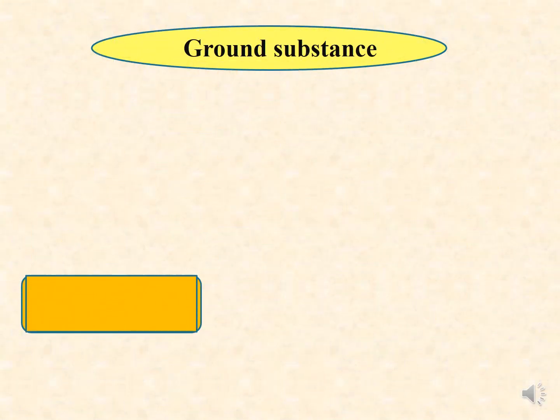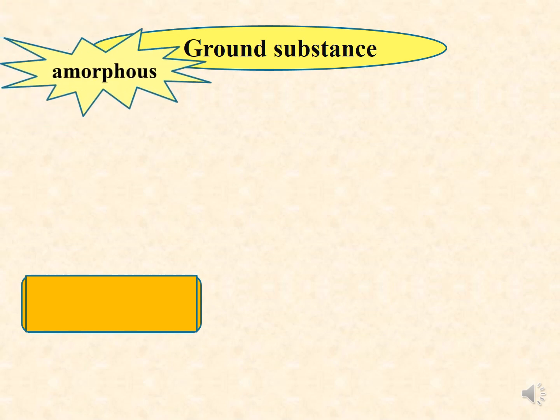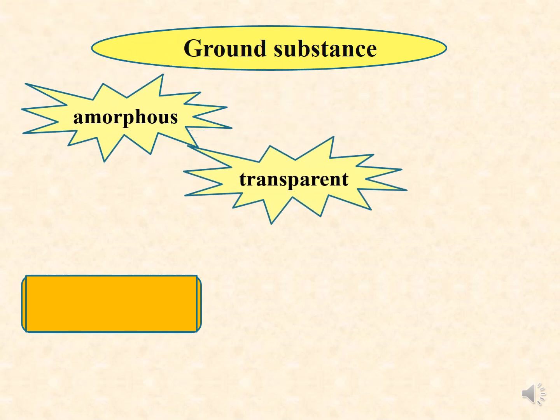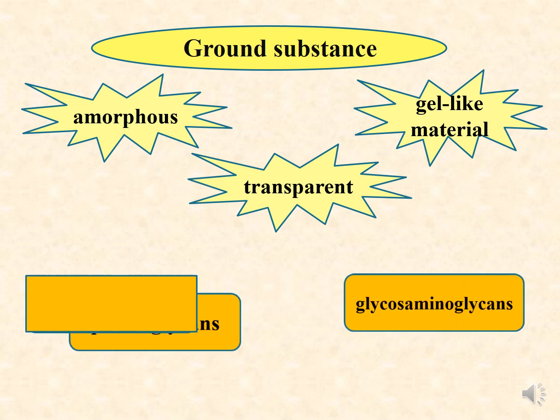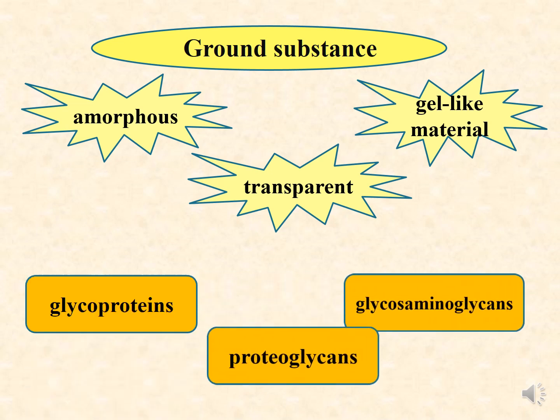We now move to the first component of connective tissue, which is the ground substance. The fibers and cells of connective tissue are embedded in an amorphous material called ground substance. The ground substance is an amorphous, transparent, gel-like material composed of a mixture of macromolecules. These are glycosaminoglycan, proteoglycan, and glycoprotein that differ in amount and type in different types of connective tissue.